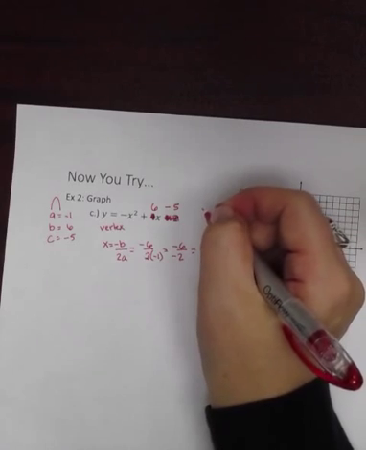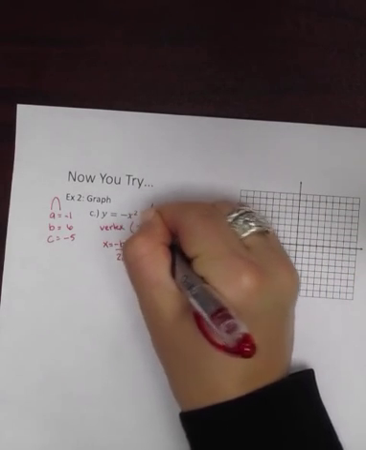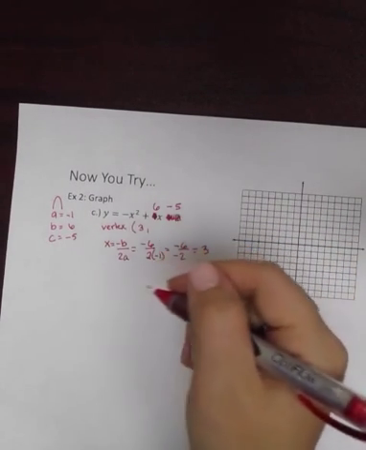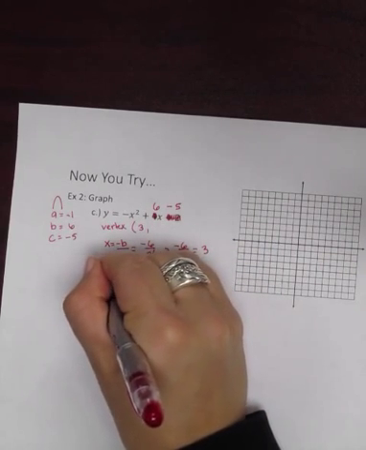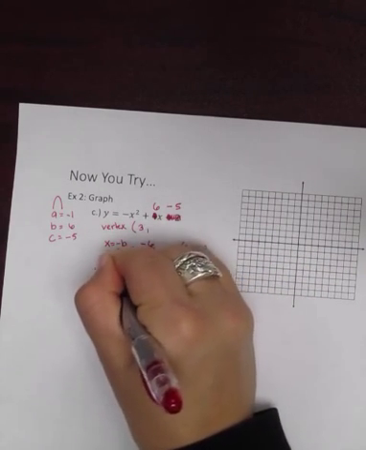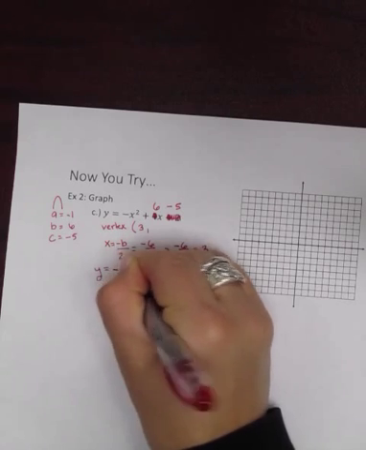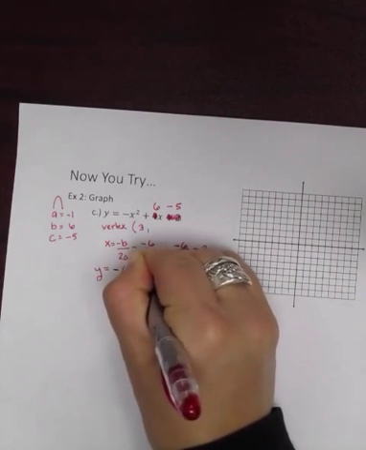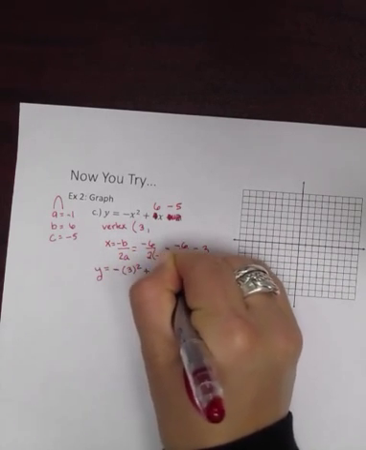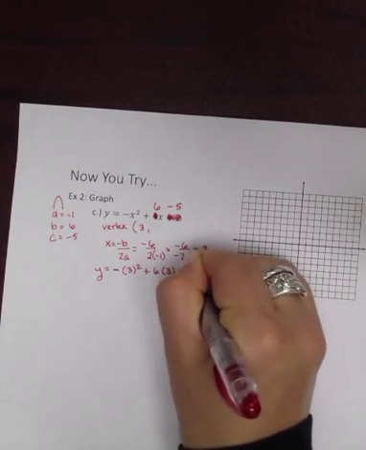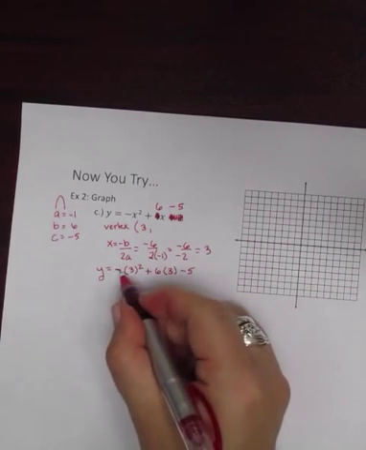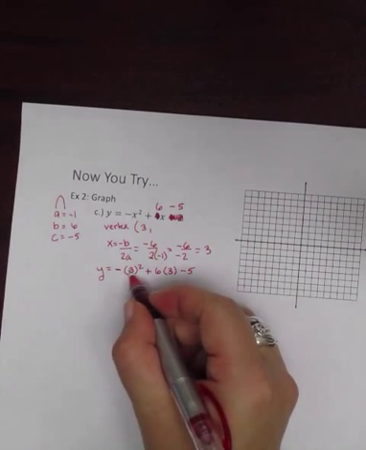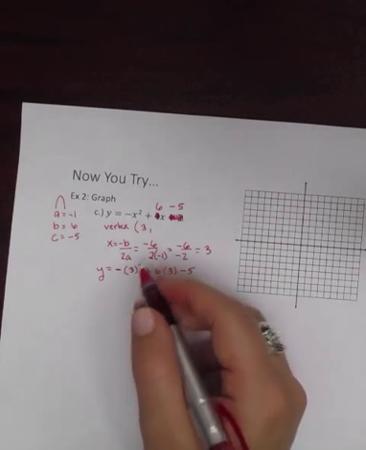Okay? So we're going to let our x equal 3. Now we've got to figure out what that y is going to be. Make sure that you keep this x in parentheses. So I've got negative in parentheses 3 squared plus 6 times 3 minus 5. Do not include this negative with the 3 or it will mess up your problem.